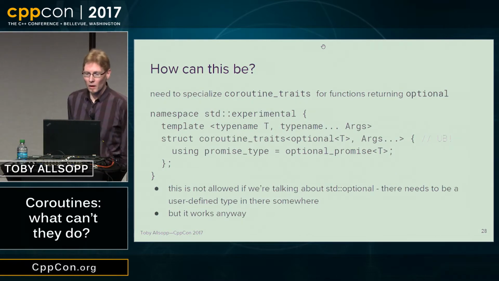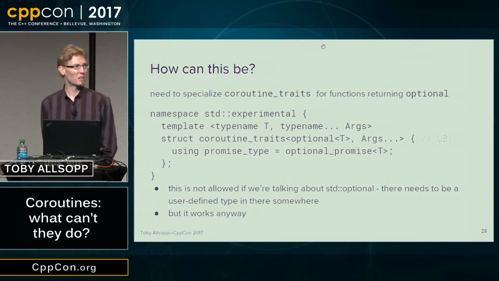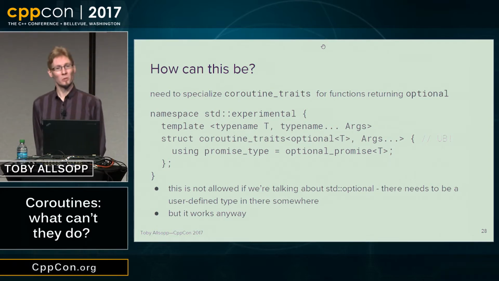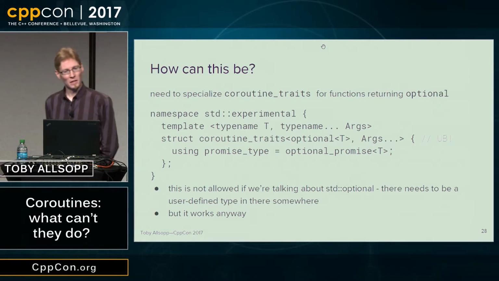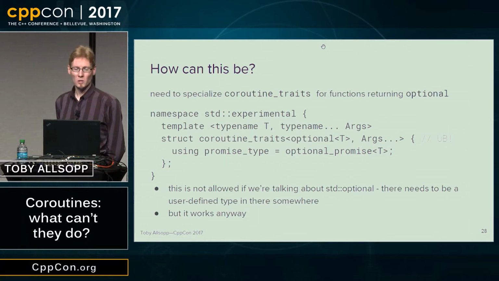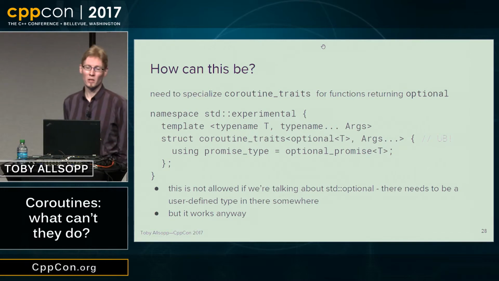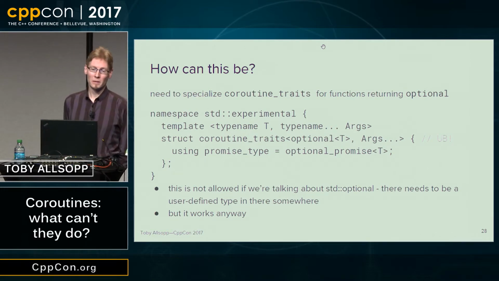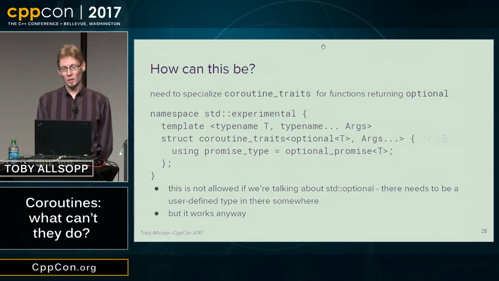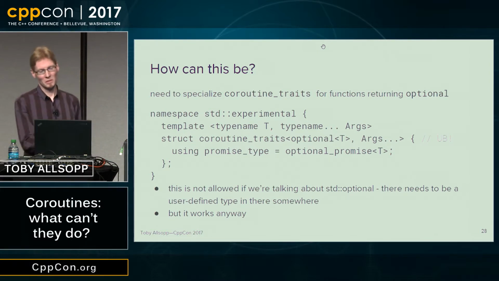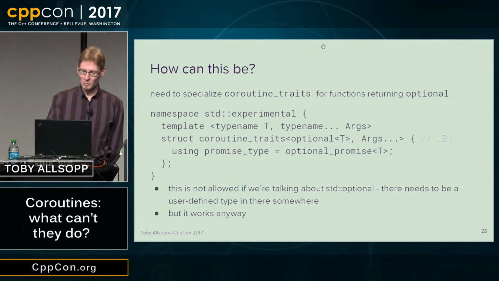So how can this be possible? Well, strictly speaking, it's kind of not, if you're talking about standard optional. My understanding is that it's not allowed to specialize a class template from the standard namespace without any user-defined types in it. But it works anyway, so it works.